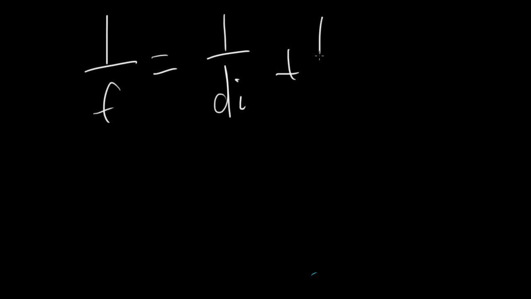Okay, the mirror equation was the one that said 1 over f equals 1 over di plus 1 over do. And that's just relating the focal length to the distance to the image and the distance to the object. You'll be given two of these and you'll be asked for the other one. Or they might give you the radius, but you just divide that by 2 to get the focal length.